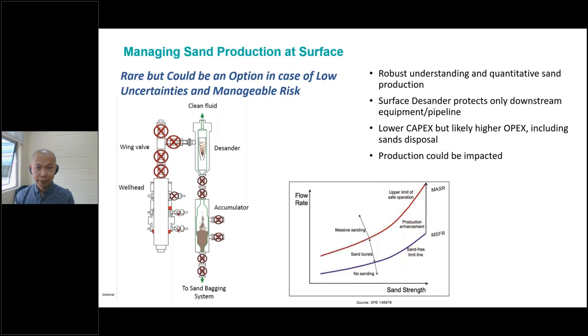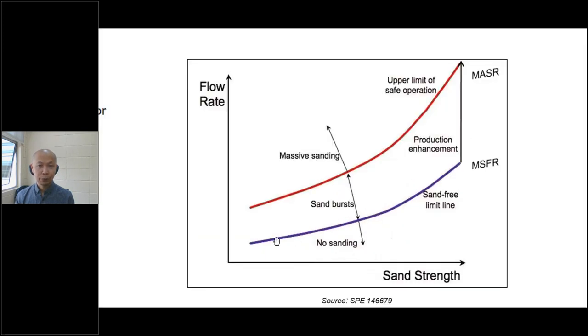So when I talked about understanding the sand, we are talking about this. We need to define MSFR, the maximum sand free rate. And this is MASR, the maximum allowable sand rate. Right, so below MSFR you are not going to produce sand. In between, above that blue line, you're going to produce sand, and you need to set up a line with the maximum allowable sand rate that you can handle or tolerate. Okay, which is not an easy job.